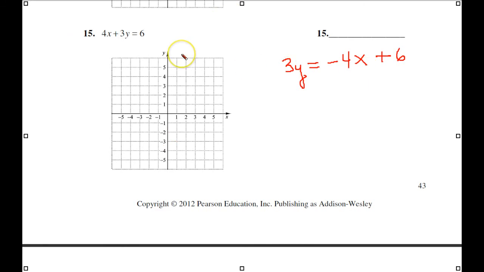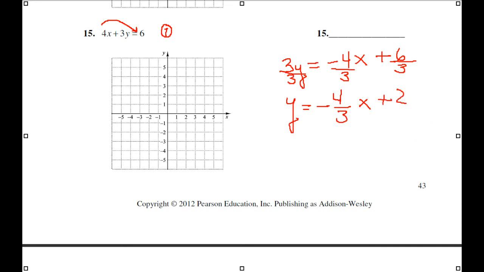Now again, this one is in standard form. This is formula 1. Standard form. I want to solve for a positive y. Now my y is already positive, so I'm going to take my x term, bring that over, transpose it. It now becomes a negative 4x plus 6. And to get y by itself, I'm going to divide everything by 3. And I now get a positive y equals a negative 4/3 x plus 2. I now have identified my slope now as a negative 4/3 and my y-intercept as a positive 2.